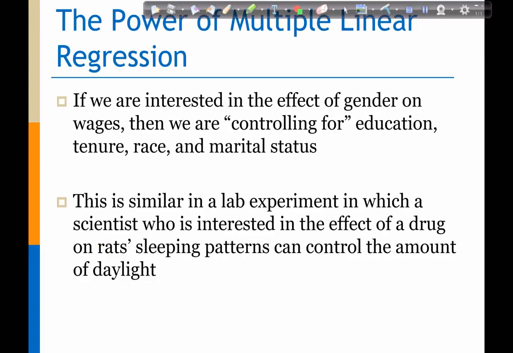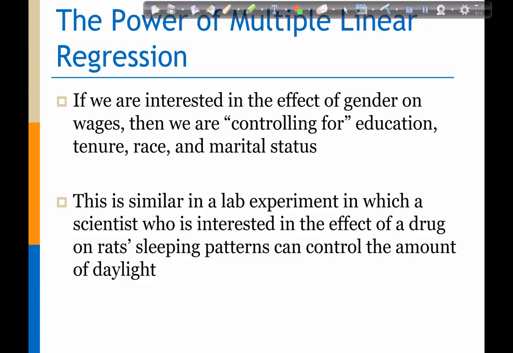So let's talk a little bit about the power of multiple linear regression. And multiple linear regression is simply when I'm including multiple x variables. So not just education, but I've included tenure, male, white, and married. If we are interested in the effect of gender on wages, then we say that we're controlling for these other variables. So we're controlling for education, tenure, race, and marital status.